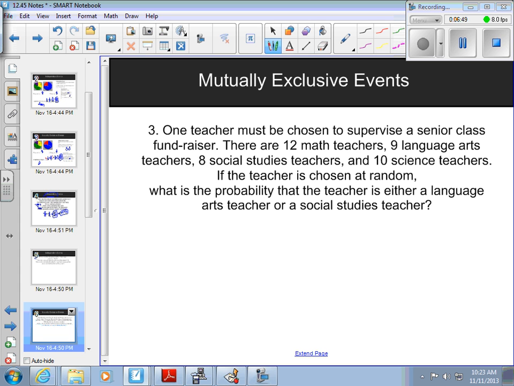Number 3 says one teacher must be chosen to supervise a senior class fundraiser. There are 12 math teachers, 9 language arts teachers, 8 social studies, 10 science. If the teacher is chosen at random, what is the probability that teacher is either a language arts or a social studies teacher? This or word is going to be big as we go through this problem. First we have to figure out the probability that the person is a language arts teacher. Our successful events would be 9 language arts teachers out of, if we add up all the teachers, 39 teachers.